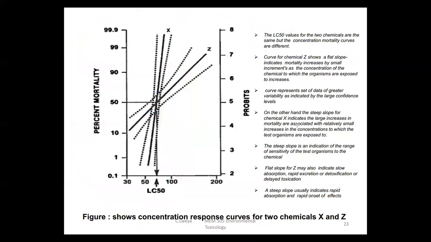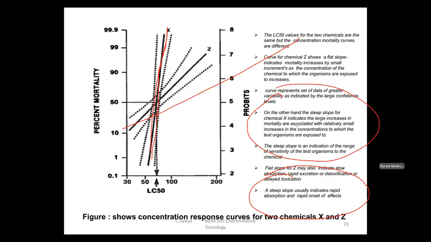And the point here says the steady slope usually indicates rapid absorption and rapid onset of effects. If you see the effect is immediate, that one is deadly. Then if you see a slow one, you can even live in there because you need a lot of it for the results to be produced. That is the indication of this graph. That's why this point here says, on the other hand, the steady slope for chemical X indicates a larger increase with a very small amount given. That's what this point is trying to say.